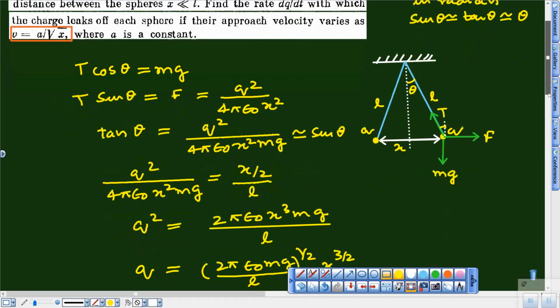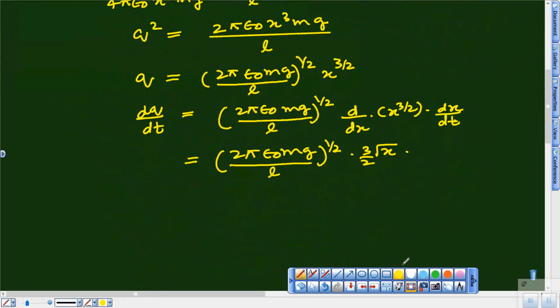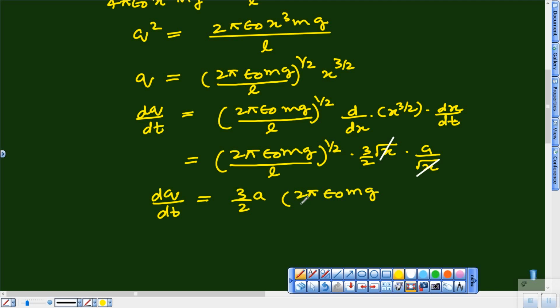So needless to say, we can plug it back over here and write it as a by root x. That's beautiful. Root x gets cancelled out, and you get to see that the rate of leakage of charge, which they are asking, is nothing but 3/2 a 2π ε₀ mg upon L raised to the power 1/2, and that is the answer to this question.